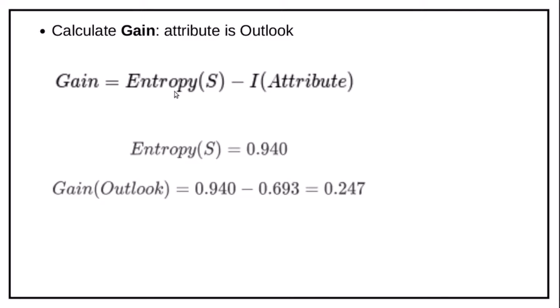Now the next step that comes is you have to calculate gain. And what is gain? Gain is equal to your total entropy minus whatever information you have got. So entropy of S is 0.940 that we have calculated in the first step. So gain of outlook will be 0.940 minus 0.693 is equal to 0.247. Make sure you try to solve the problem while watching the video itself, so that you can have a better understanding of what we are doing over here.